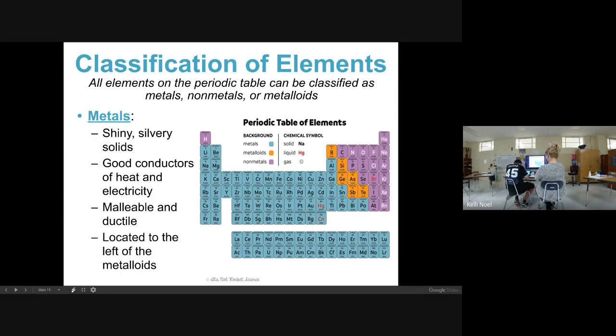And located left of the metalloids. So this is where you really do need to draw a zigzag line.